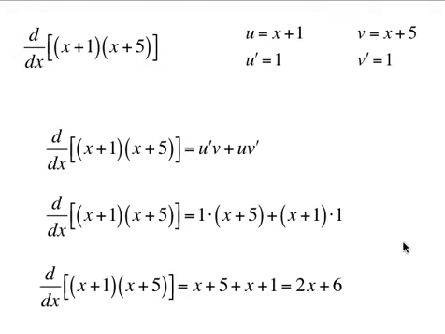So when you have a product of two functions, you must take the derivative of the first times the second plus the first times the derivative of the second. It is not as simple as just multiplying the derivatives. That's the point we're trying to make here.